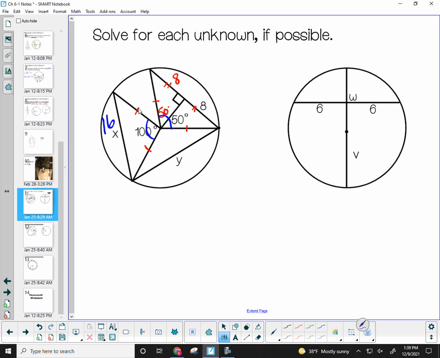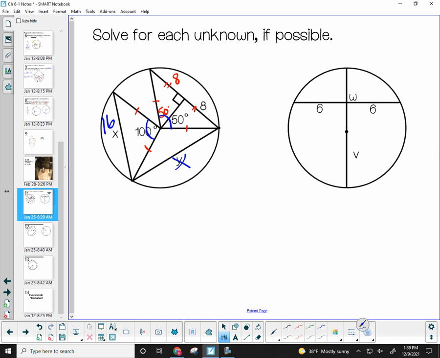Now, everybody wants to say that y is 16. You actually cannot find y. It's impossible to find y, because we don't know if this angle is 100 degrees or not. We just don't know enough. All right, next one.